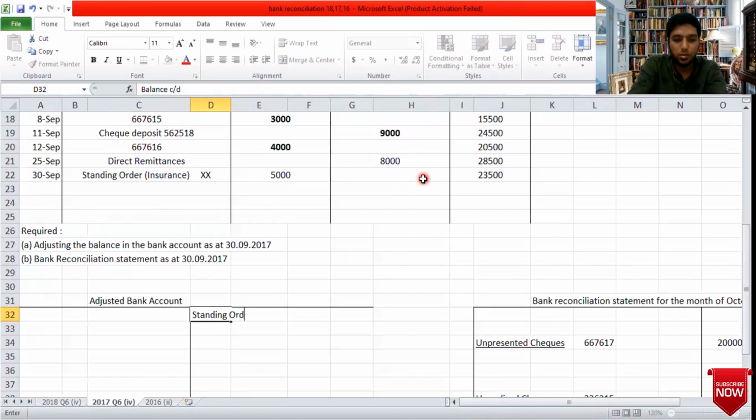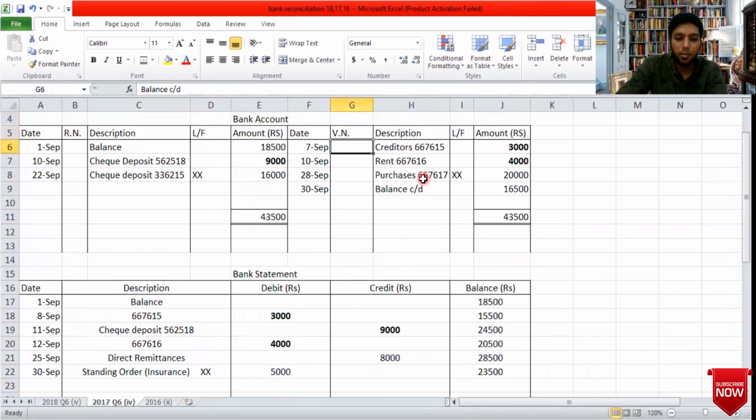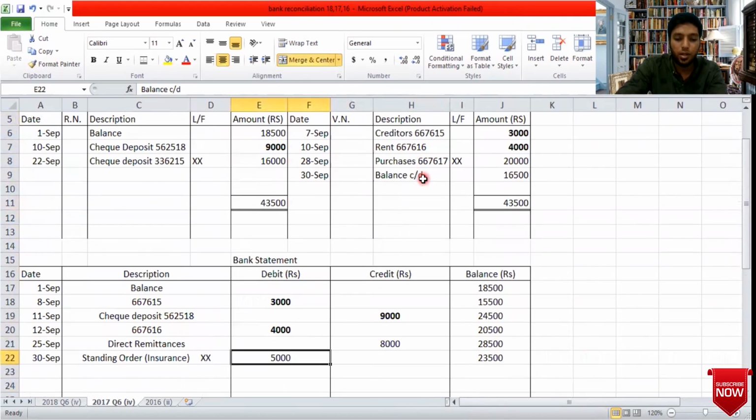Standing order. Recorded as easily as possible. Then I'm done with this also. Whatever you are done with, you can put a bold mark or a thick mark. You can bold it on your paper, but you can put a thick mark.